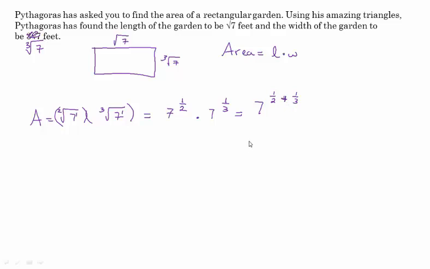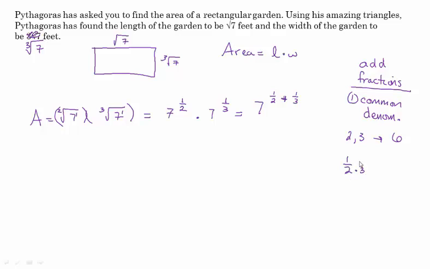Now, briefly, let's review adding fractions. Okay, we need a common denominator. Between a 2 and a 3, our common denominator is going to be 6. So in order to turn a 1/2 into a 6th, I need to multiply by 3. So that's going to be a 3/6. And to turn a 1/3 into a 6th, I need to multiply by 2. So that gives me 2/6.